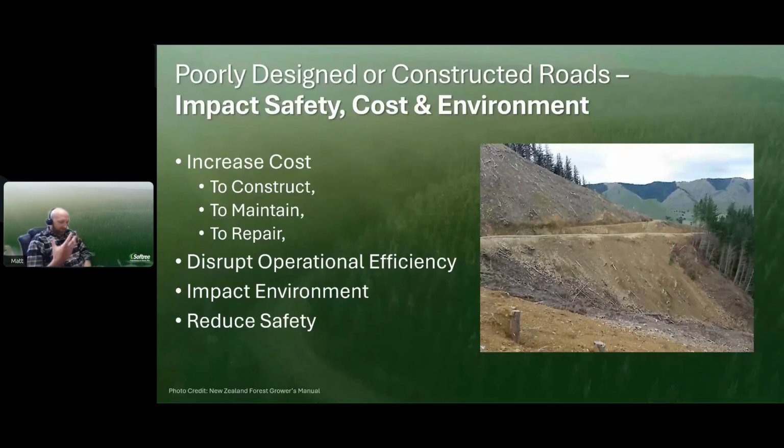So construction, maintenance, and repair costs are very real. There's also the disruption to operational efficiency. If I want to go from point A to point B and I've got a super arduous route to get there, it would be better if I could drive on a straighter, faster, more direct road and reduce my haul costs. And these monetary costs feed into the environmental impacts. All those costs have an environmental hit associated with them.